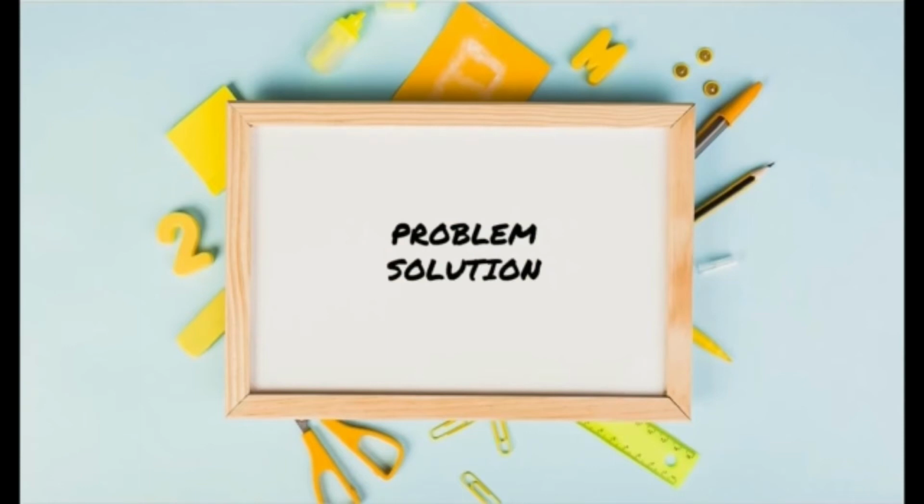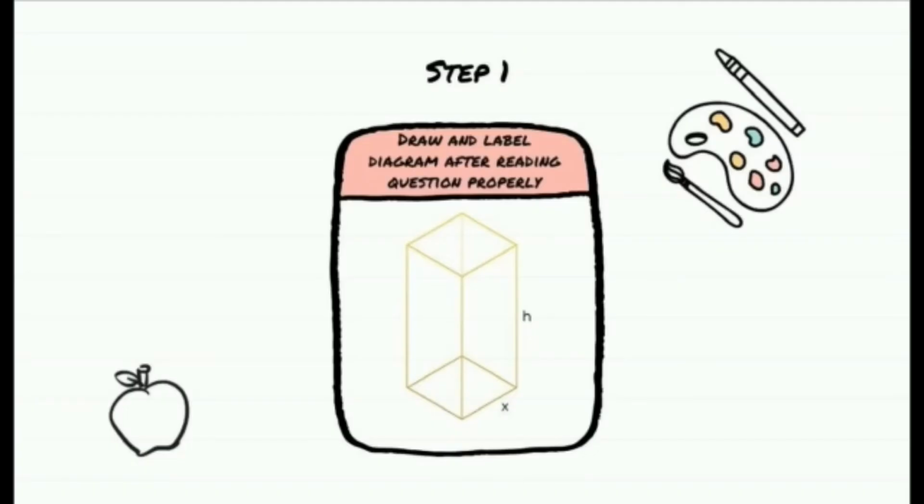Now, let us look at the problem solution and how to solve it. Step 1 is to draw and label a diagram after reading the question properly. From the problem statement, we know that the cuboid has a square base and the size of the base should be labeled as x. Meanwhile, the height of the cuboid will be labeled as h.